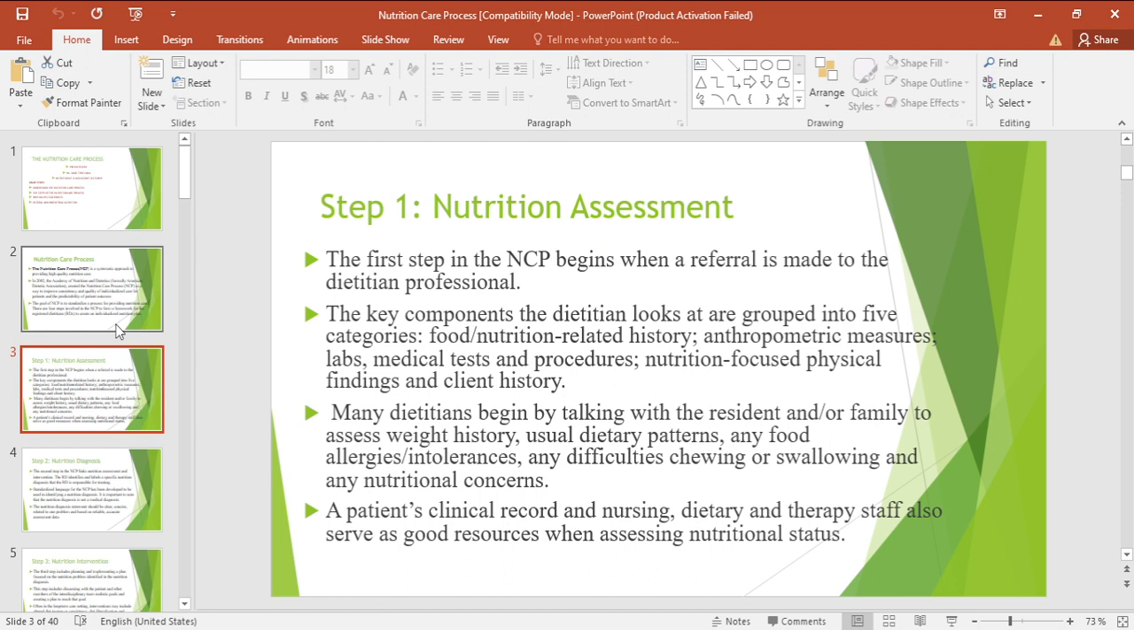Many dietitians usually begin by talking with the resident or the family, assessing weight history, usual diet patterns, any food allergies or intolerances, any difficulties chewing or swallowing, and any nutritional concerns. A patient's clinical record and the nursing, dietary, and therapy staff will also serve as good resources when assessing the nutritional status of a particular patient.